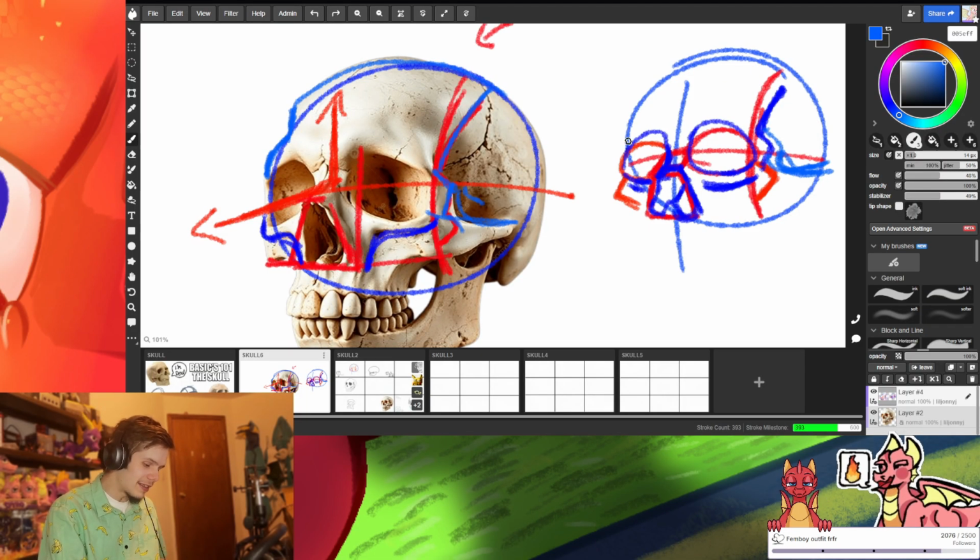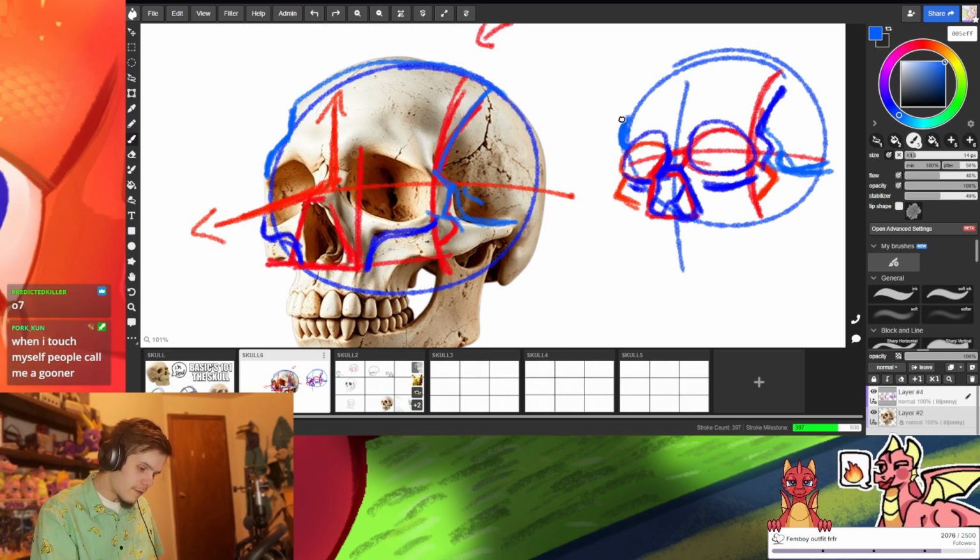So let's follow along that same logic there. For now, I'm just going to keep it nice and simple. Just along here, I'm going to add in a little bit of a curve right here.